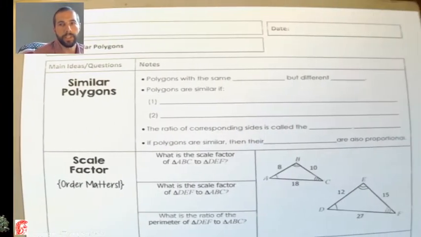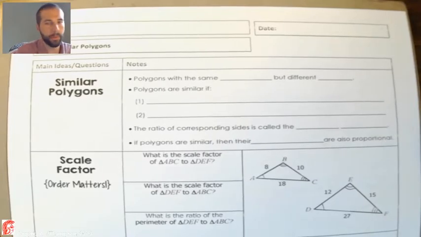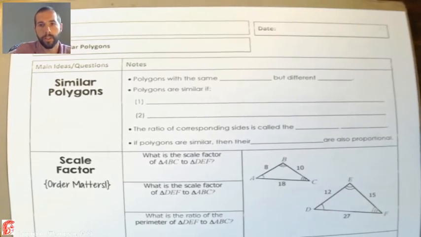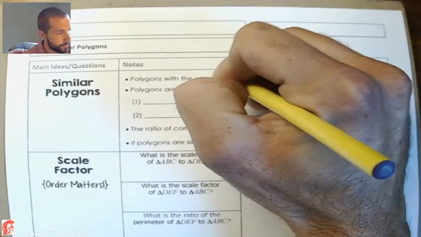Hey everybody, so in this lesson we're going to be beginning a new chapter, chapter 7. We're going to start off by talking about similar polygons. So polygons are similar if they have the same shape but different size.